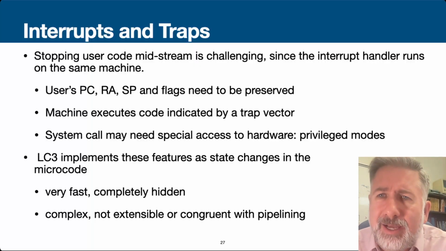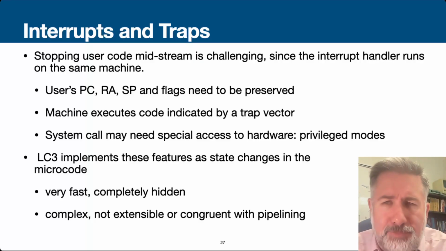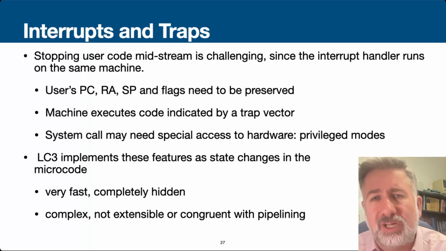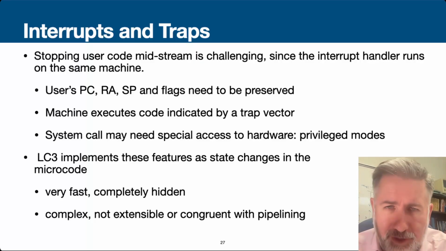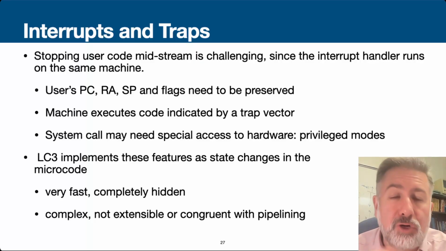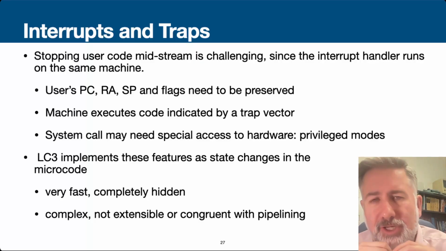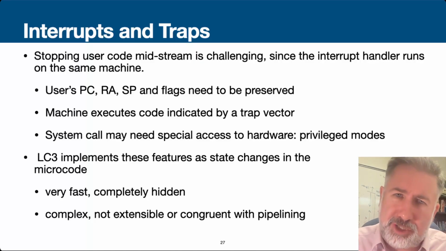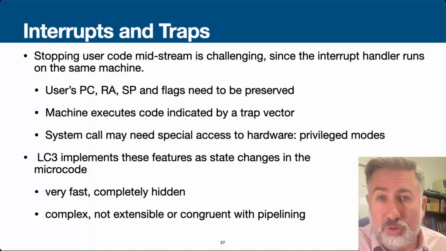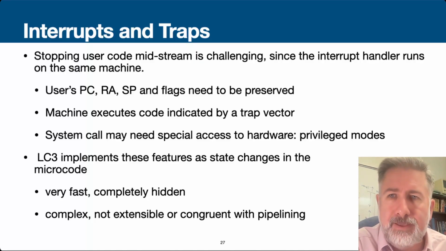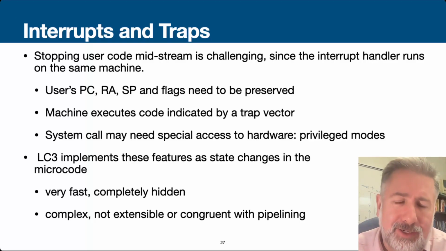We'll get to that. Whenever you're going to stop user code midstream, you've got to do a lot of stuff to make sure that the user code can be resumed uninterrupted, right? That the user code doesn't notice any changes. An interrupt often means you're going to shift a whole bunch of information around and then transfer control over to the system code. And the way to do that is tricky.